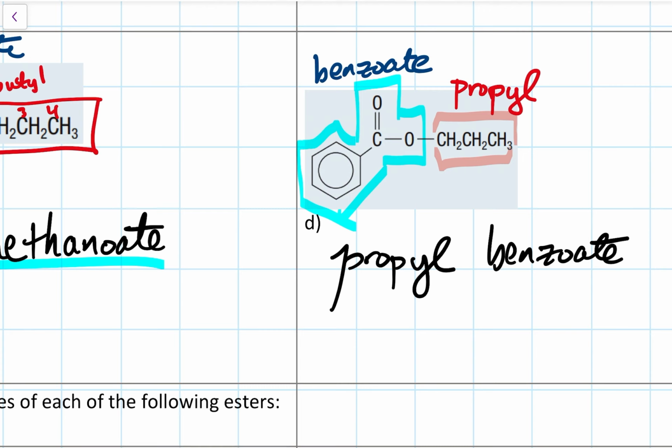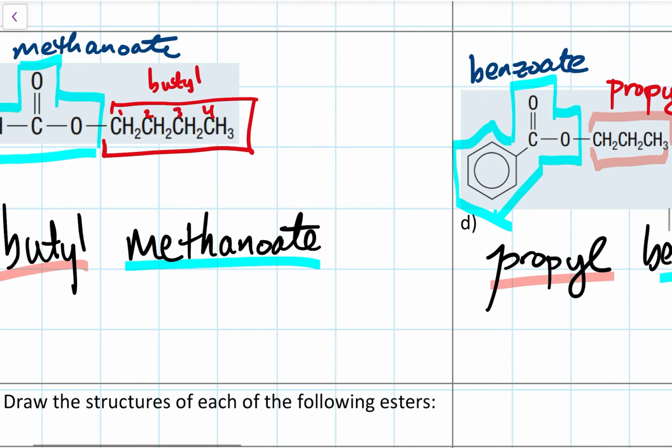And again, I just want to cross-check things because sometimes I make mistakes. I want to make sure: check, double check, and recheck all these little rules and regulations, and we're good to go. There's your name. Okay, draw the structures.